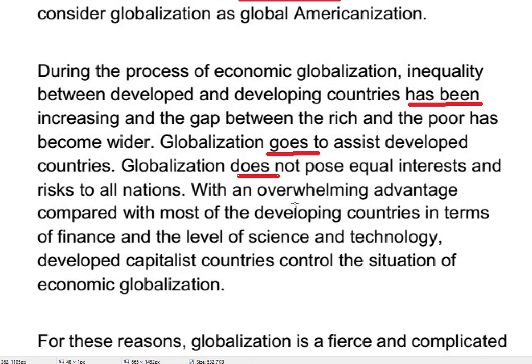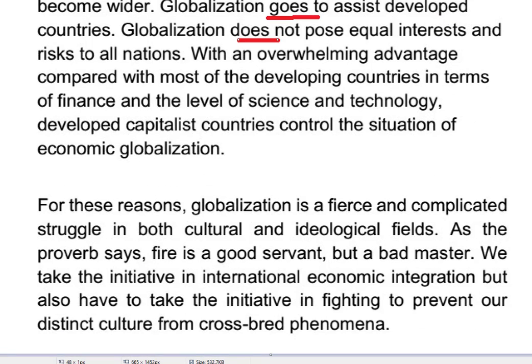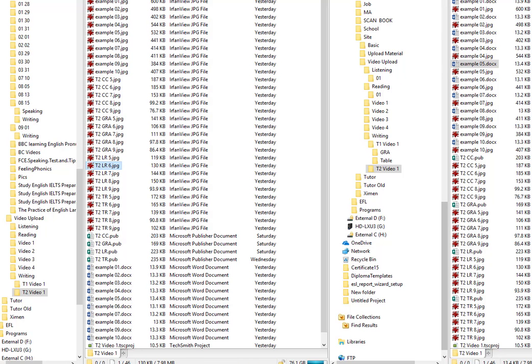What's happening here? Is an overwhelming advantage compared with most. Develop control. Okay. This is a good sentence. We take the initiative, but also have to take. Okay, so not a whole range of structures being used. Accuracy, good.